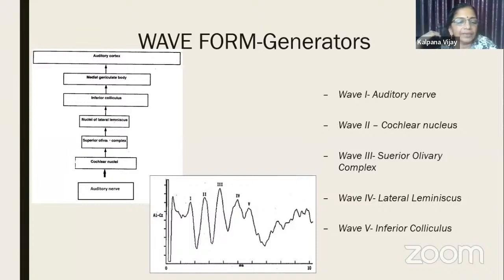So when we give a click stimulus, it reaches and we take the response from the auditory cortex, and we get all these waves. So the first 5 waves are very consistent, and that is why we take the 5, but 6 and 7 are also there. So auditory nerve, cochlear nucleus, superior olivary nucleus, lateral lemniscus, and inferior colliculus, that is in the midbrain. So this you have to learn by heart.